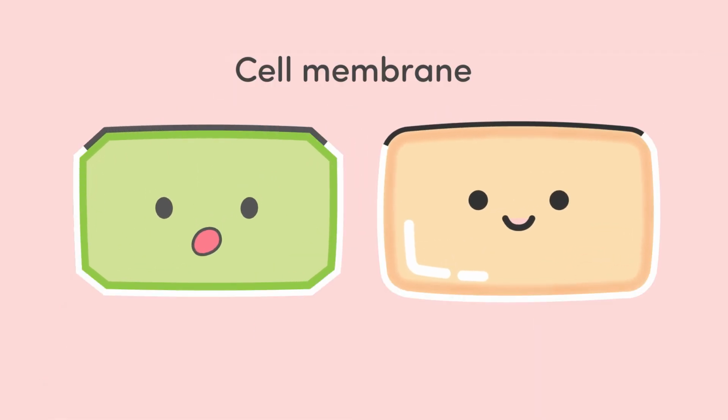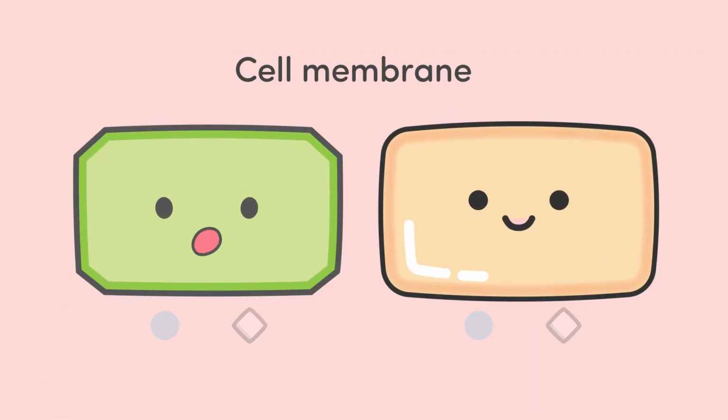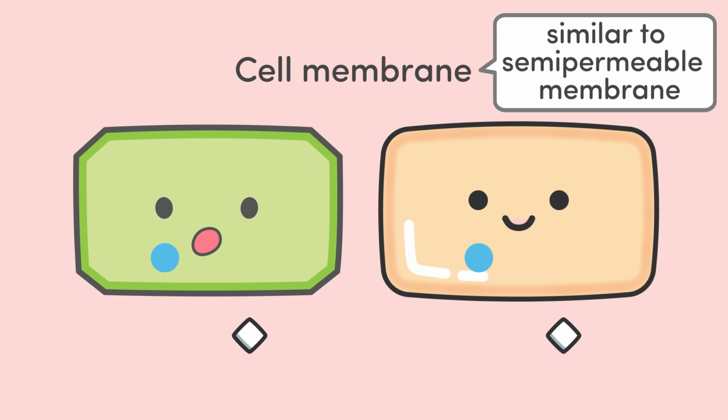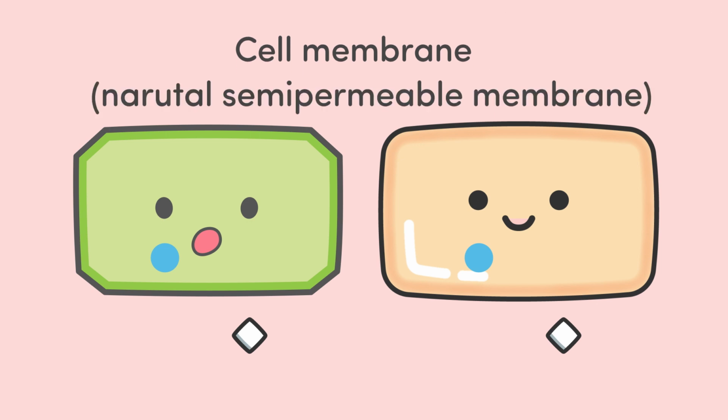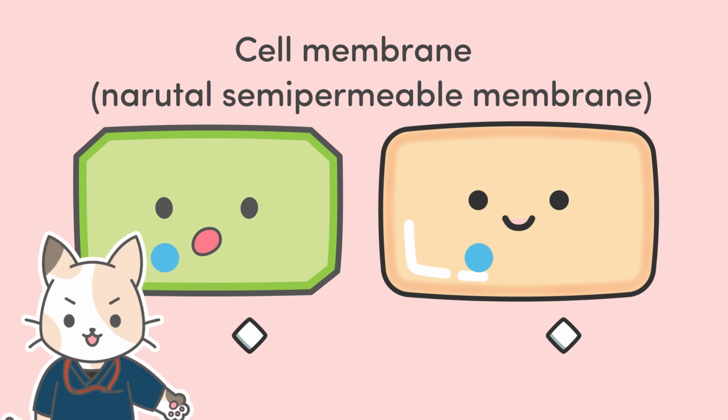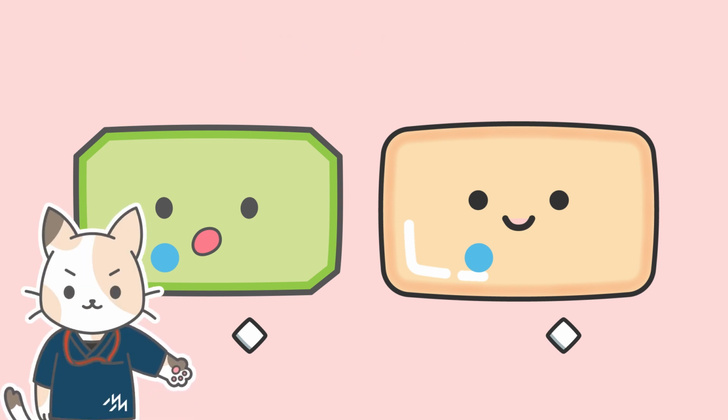Indeed, the cell membrane that surrounds the cells of living organisms allows water to pass through easily, but is less permeable to substances like salt, similar to a semipermeable membrane. Both plants and animals possess this natural semipermeable membrane. Let's see what happens as a result.